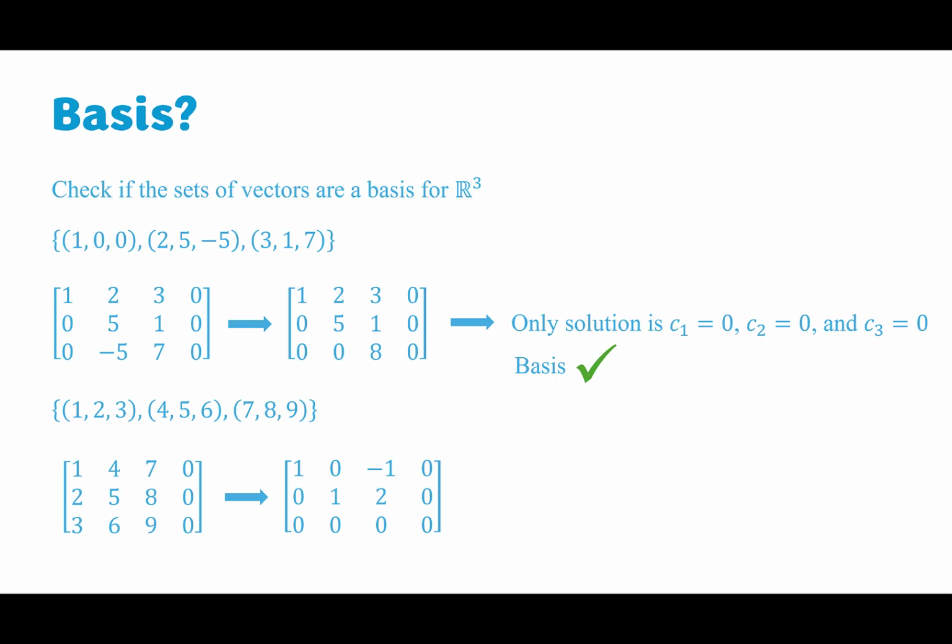And that means I can write one vector in terms of the others, right? So they're linearly dependent. There exists more than just a trivial solution. There's infinitely many solutions. So this is not a basis for R3.